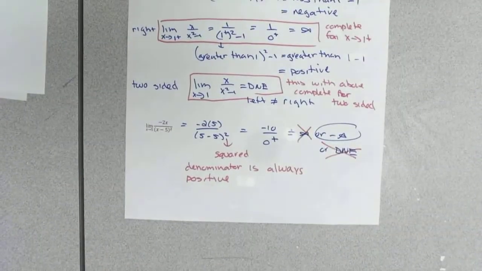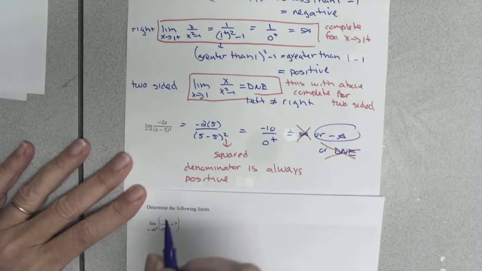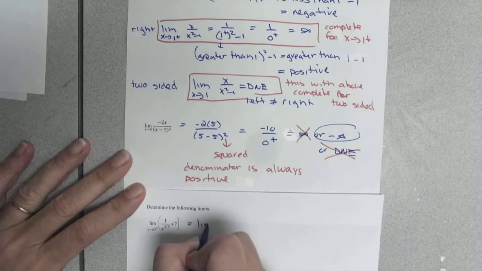Okay, next one. Okay, the limit as x goes to 0 from the right of 1 over x to the 3/5 plus 7. So substituting, let's do this first, because this is legal.